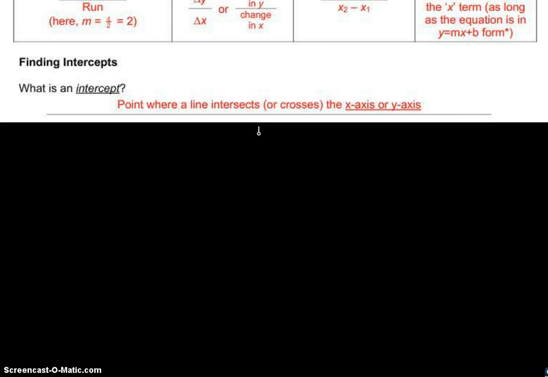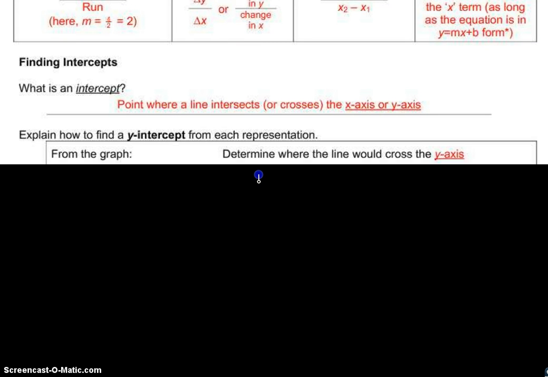the point where a line intersects or crosses the x or the y axis. So here we're going to explain how to find the y-intercept from each representation. So if I look at a graph, I'm going to determine where the line would cross the y-axis. That's how I would know where my y-intercept is.